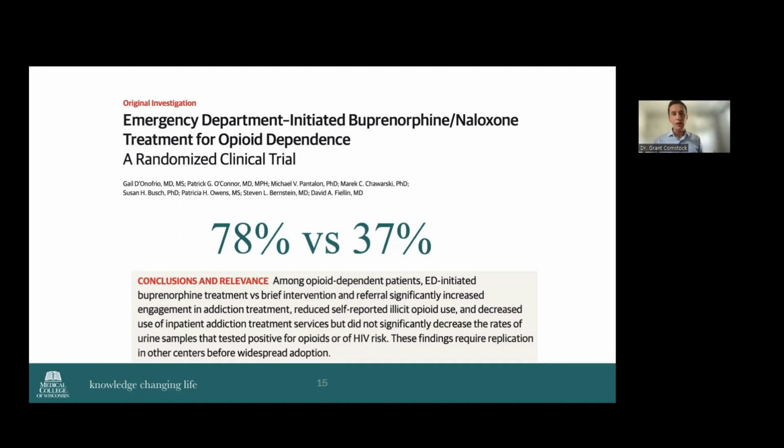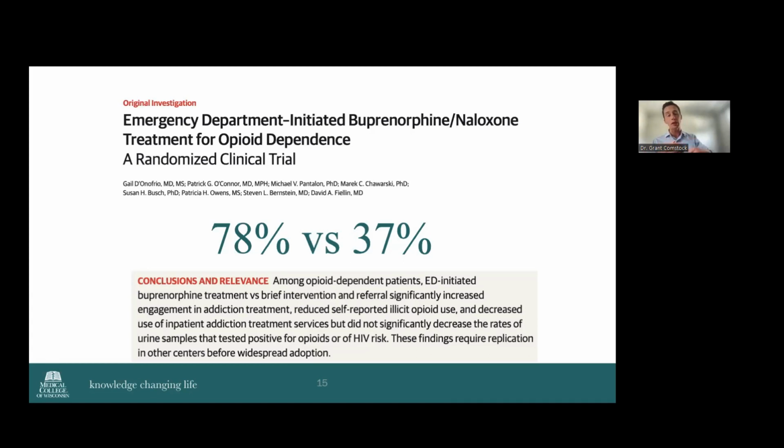That's massive. And this is a brand new locale to be able to deliver what we now know is an evidence-based and life-saving therapy. So a huge step in the right direction. If you do a PubMed search for ED-based buprenorphine now, you're going to get 1,000 articles because there's a ton of programs out there. There's a ton of novel ways of delivering buprenorphine, a really cool and exciting area of research, but also, I think, an important way of trying to close down that treatment gap.